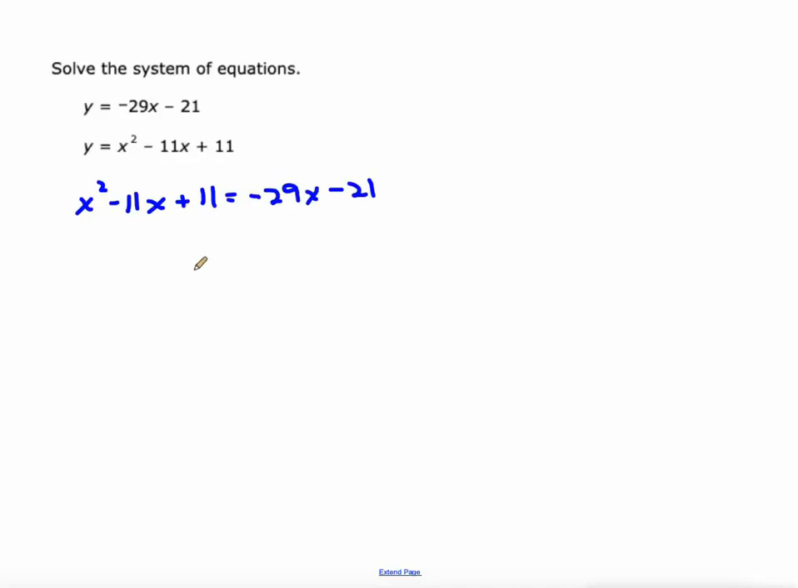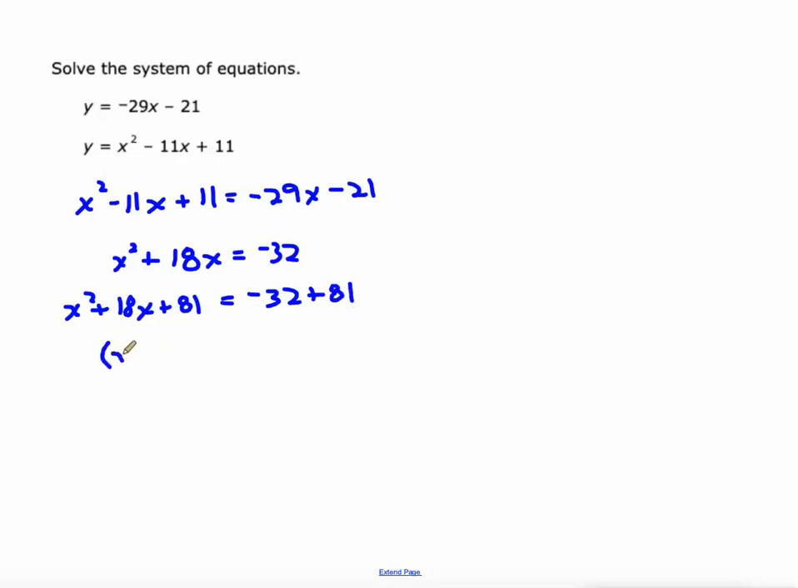All right, this one I'm going to add 29x to both sides, which is going to give me 18x, but I'm also going to subtract 11 from both sides. So that gives me negative 32. And then I'll complete the square to do this one, just for fun, why not? So I'm going to take half of 18, which is 9, and square that, which is 81. So I'll add 81 to both sides. And then I'll factor this perfect square trinomial that I just created, (x + 9) squared. Negative 32 plus 81 is 49, perfect square, meaning, yes, it was factorable.